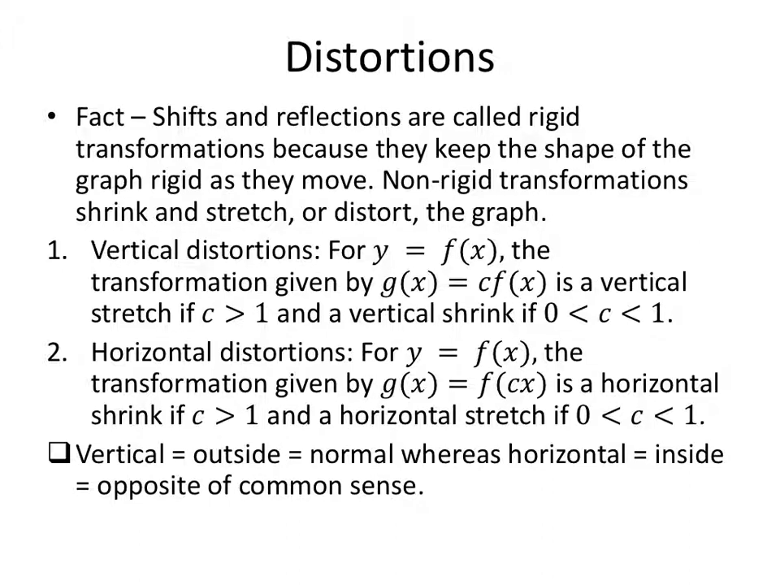Whereas a horizontal stretch, you're grabbing onto the sides of the parabola and you're pulling it apart. It's going to be wider, like a vertical shrink would be. So a horizontal stretch goes with a vertical shrink. A vertical stretch goes with a horizontal shrink.